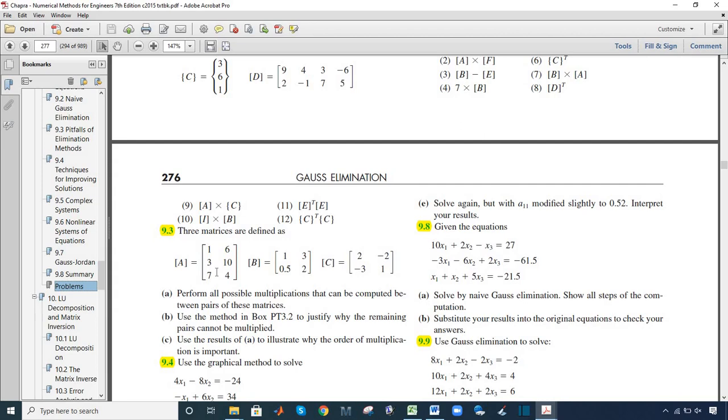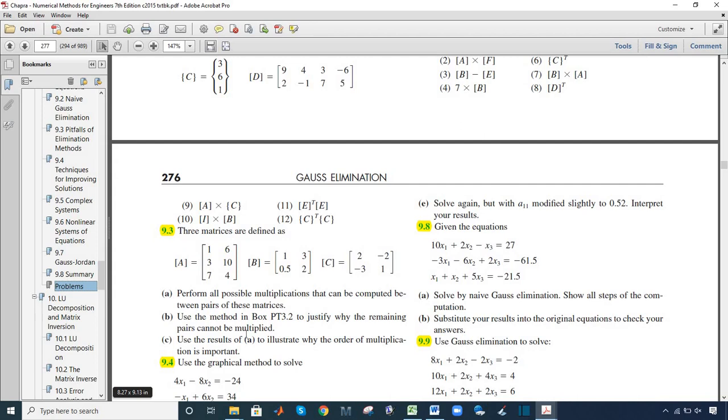Similarly, when you want to multiply C with A, it will not be possible, and it is also not possible to multiply A by itself. Second part, use the method to justify why the remaining pairs cannot be multiplied. I have already given the answer that there is some condition to multiply two matrices, that number of columns in the first matrix must be equal to number of rows in the second matrix.